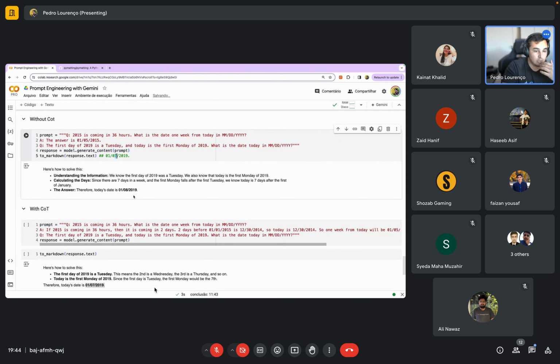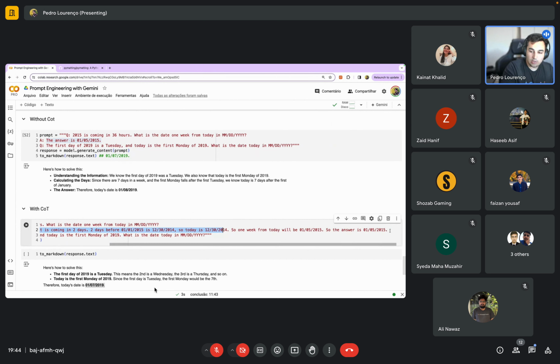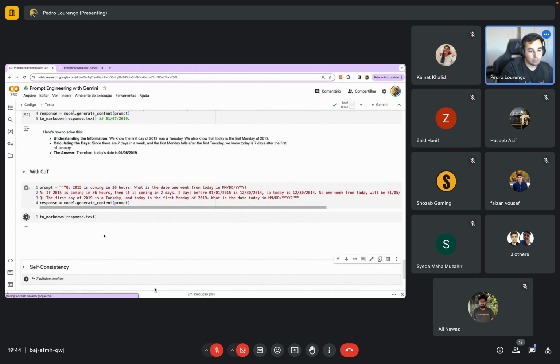And then we go with the chain of thought. So instead of just providing the answer for the first demonstration, we provide the explanation and also the answer at the end, and we ask the same question to the model. So yeah, as you can see, now the model answered right because it's paying more attention to the explanation. So this is the idea behind the chain of thought.